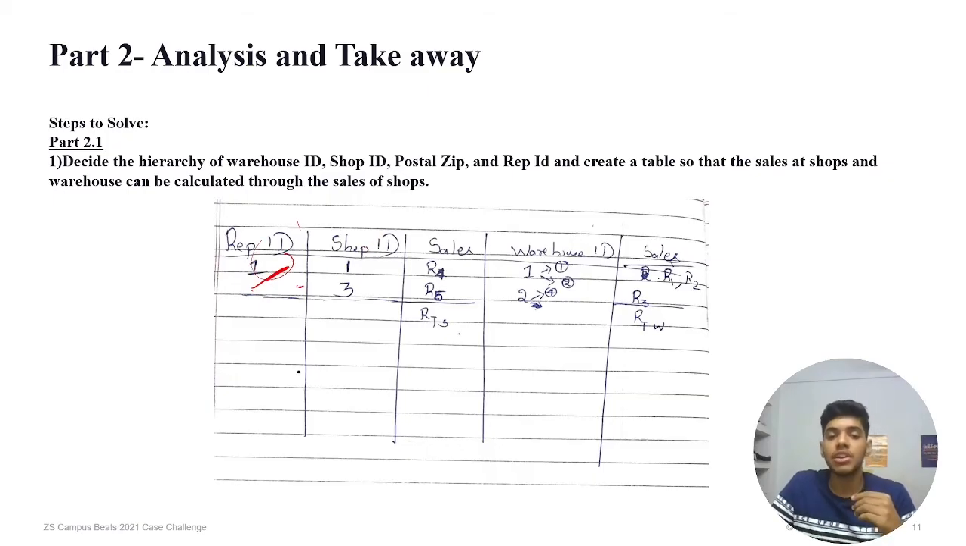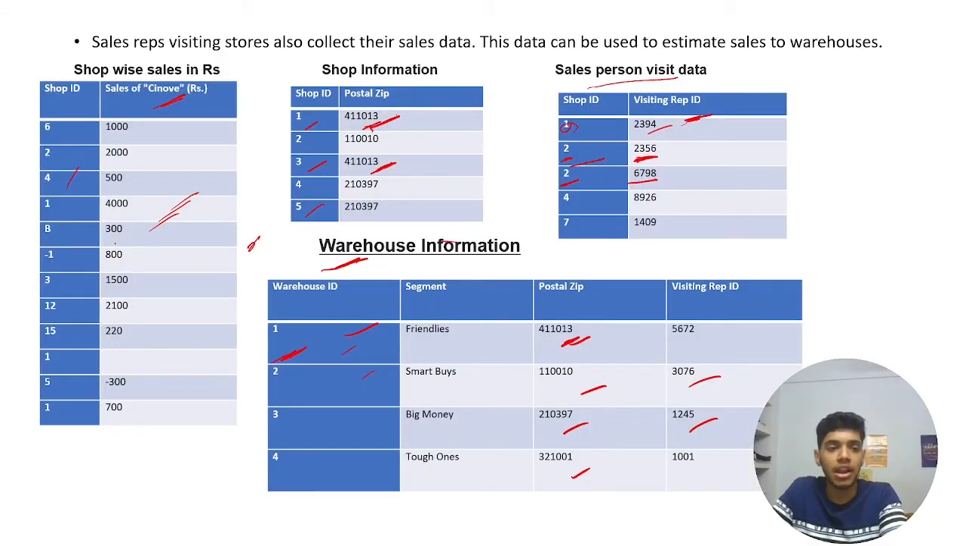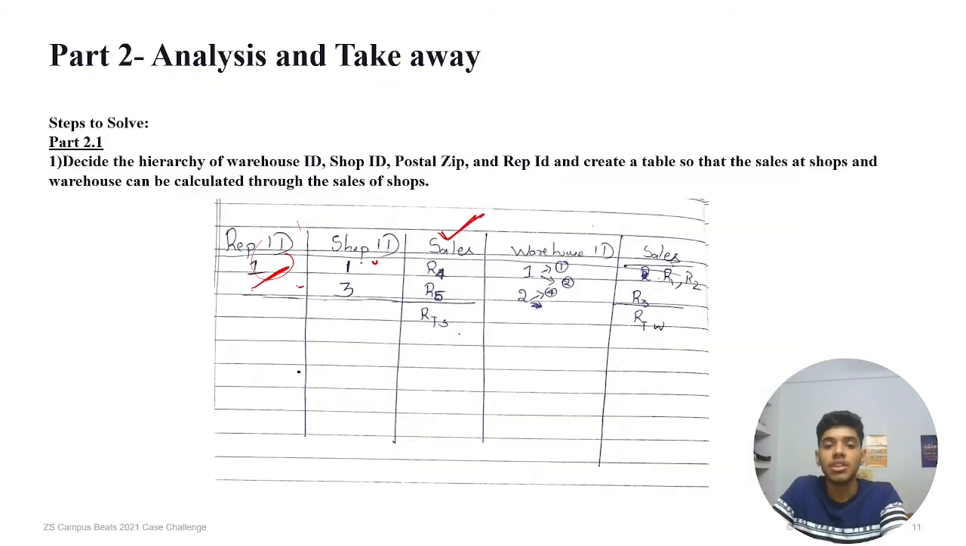In the second column, we inserted shop ID and calculated the shop ID sales, because we have the shop ID sales data. If we put shop ID 1, we have the shop ID 1 data, 4,000. We can see the sales of shop ID 1 is 4,000. So here shop ID sales we can calculate 4,000, and with shop ID 3 the sales we can calculate. Total sales we can calculate from shops for representative ID 1.